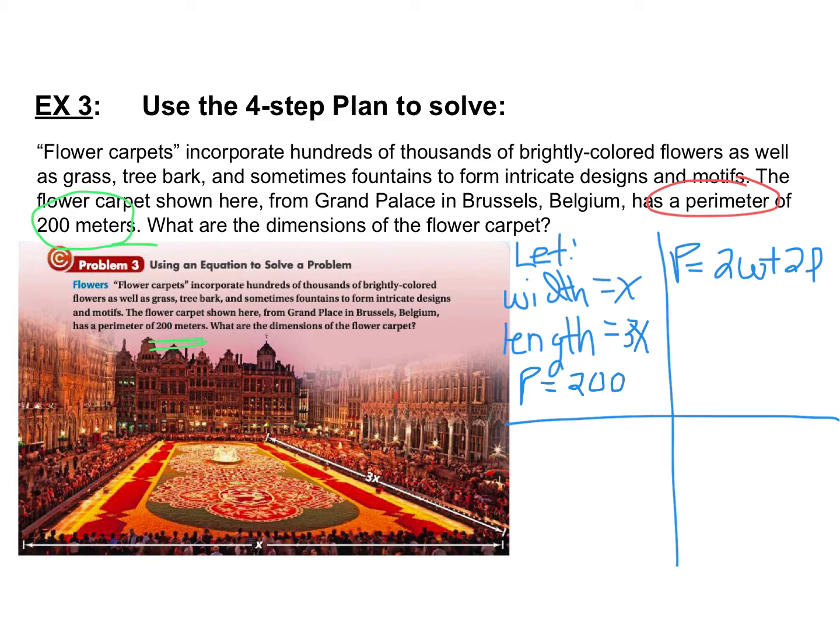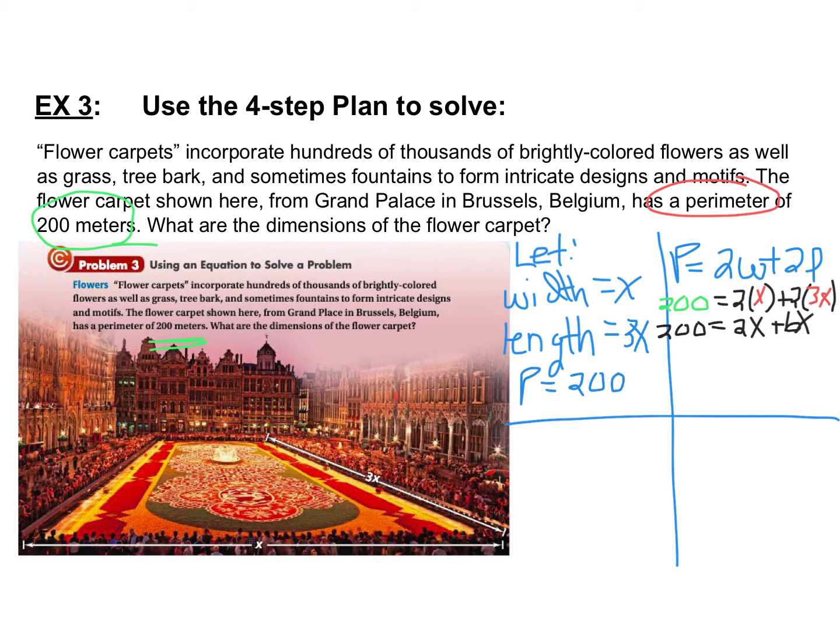So with the equation that we came up with, because I mentioned the word perimeter, I'm going to replace the values that we have. So instead of P, we have 200, and then equals 2 parentheses, and instead of width, we're going to put in x, and then plus 2 parentheses, and instead of L, we're going to put in its value, 3x. So now I have 200 equals 2 times x is 2x, and 2 times 3x is 6x.